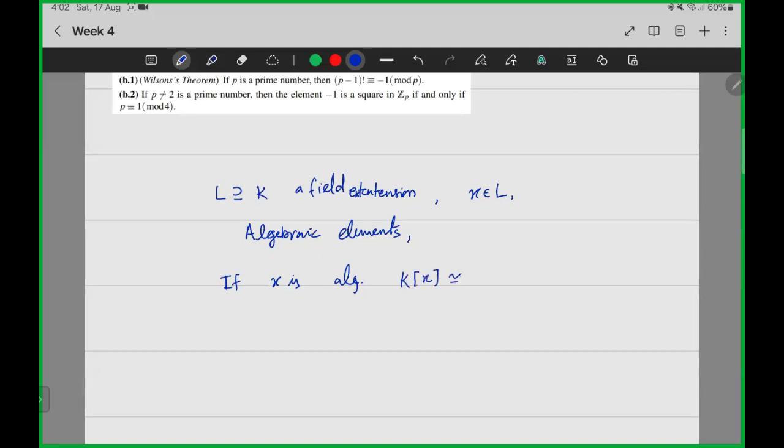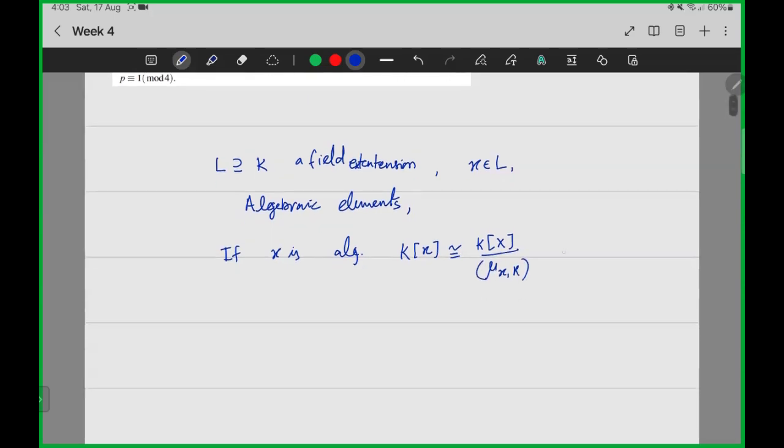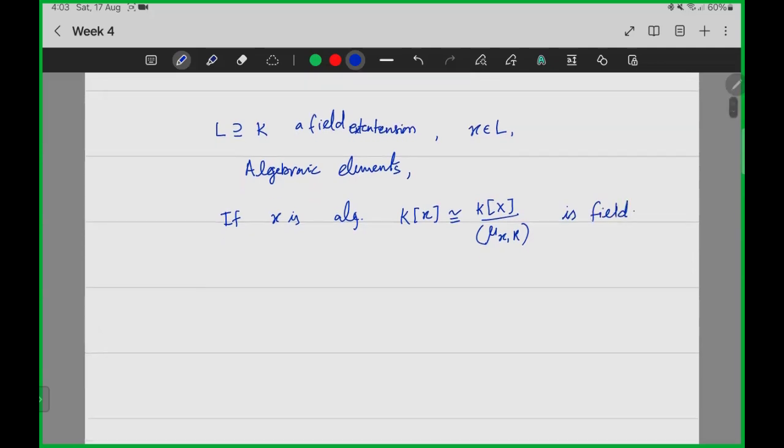this is isomorphic to the polynomial ring K[x] modulo this irreducible monic polynomial, and this is a field. Okay, so in the last TA session, I think I discussed that this is isomorphic. Yes. And what is the degree of the extension? This is just the degree of mu, right? Mu of x over K.